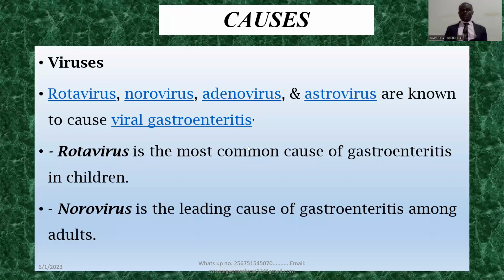gastroenteritis. Causes of gastroenteritis. Some of the known causes are viruses. Examples of viruses that commonly cause gastroenteritis are rotavirus, norovirus, adenovirus, and astrovirus. So we have a type of gastroenteritis we call viral gastroenteritis, and these are the viruses that are likely to cause this. We are saying rotavirus is the most common cause of gastroenteritis in children.